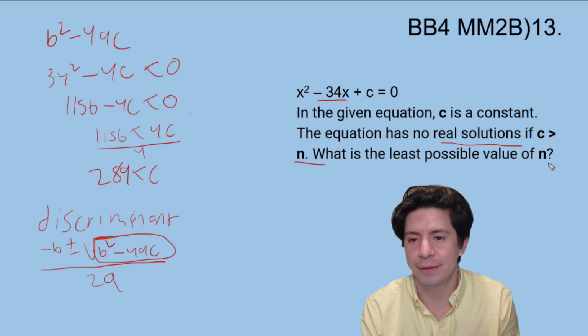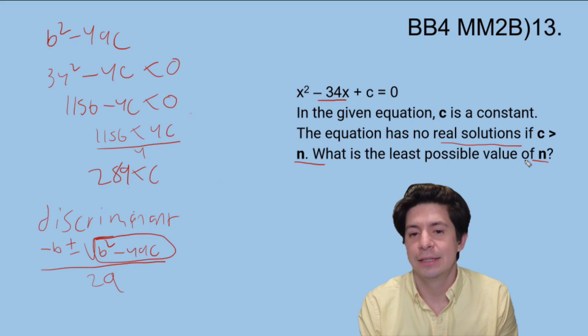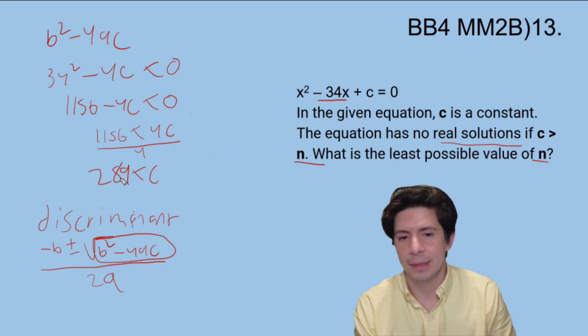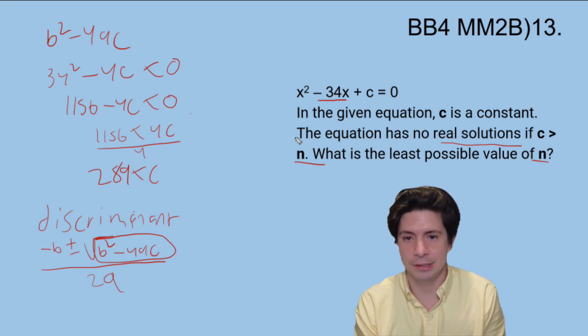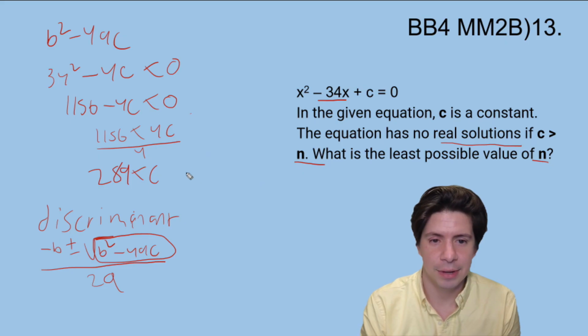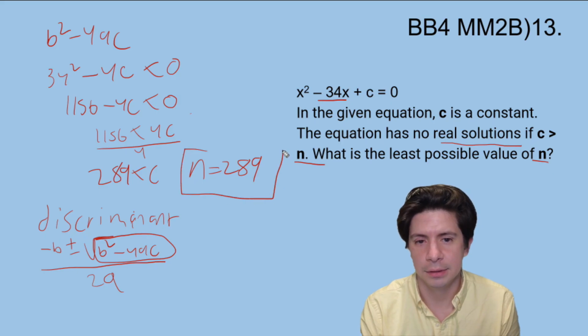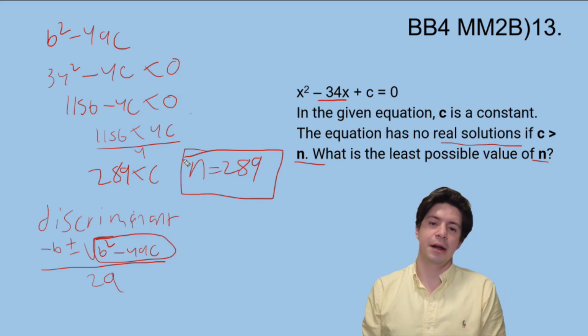What is the least possible value of n? So that means n isn't 290 or anything. n is 289, because c has to be bigger than n. So we're looking for n. So n equals 289. Okay, and that is our exact answer there.